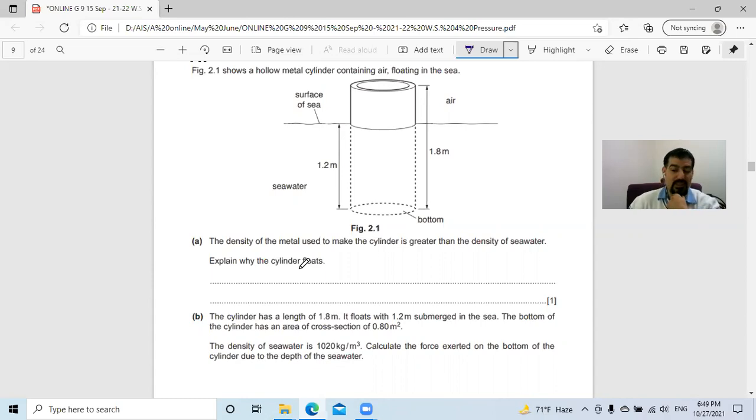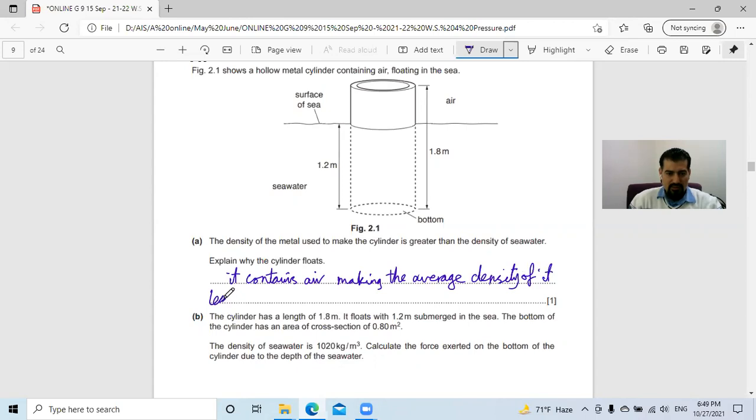Less mass? No, not necessarily. The average density, not the density. It contains air, making the average density of it less than the seawater. Less than the density of the seawater.